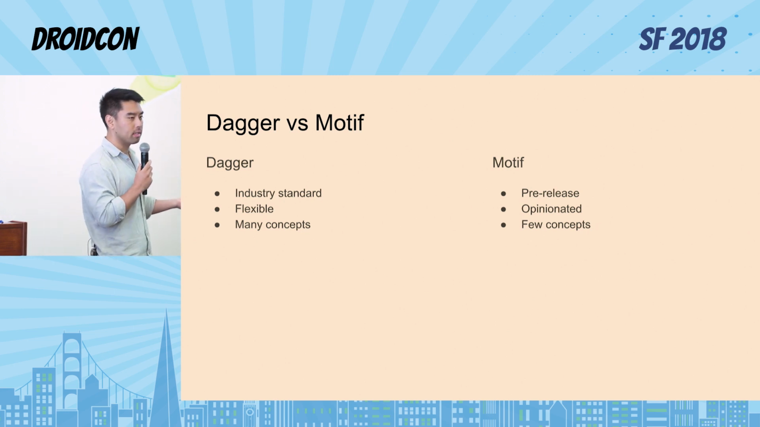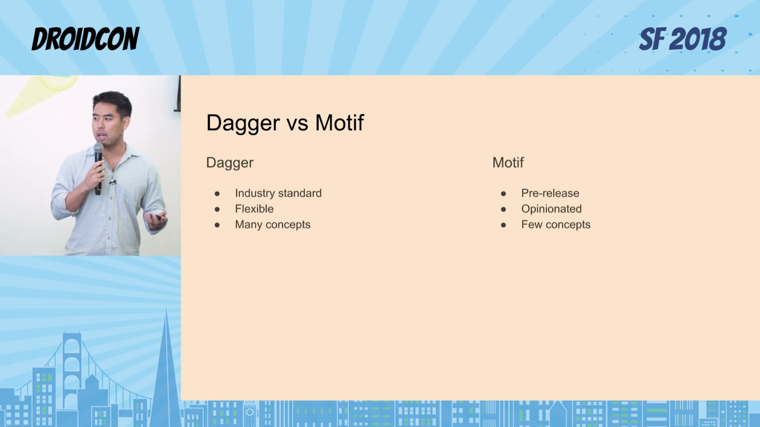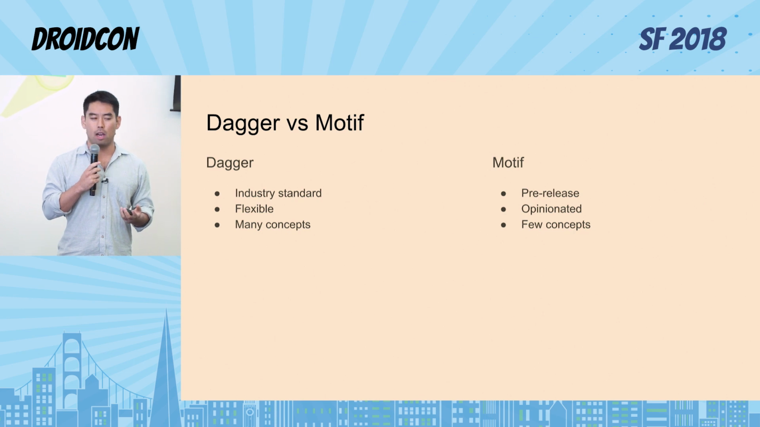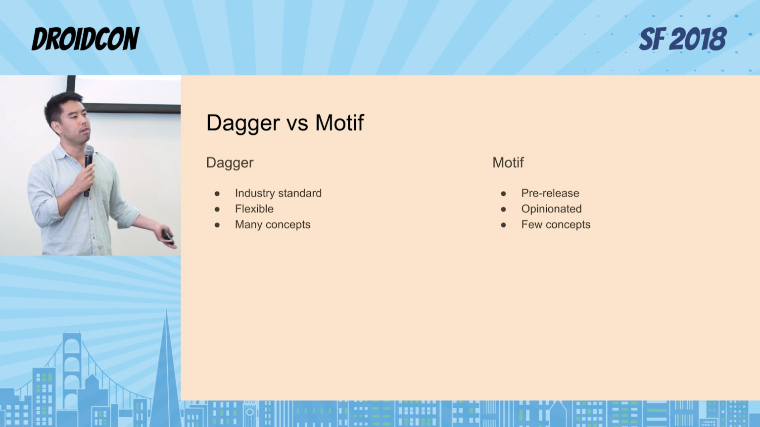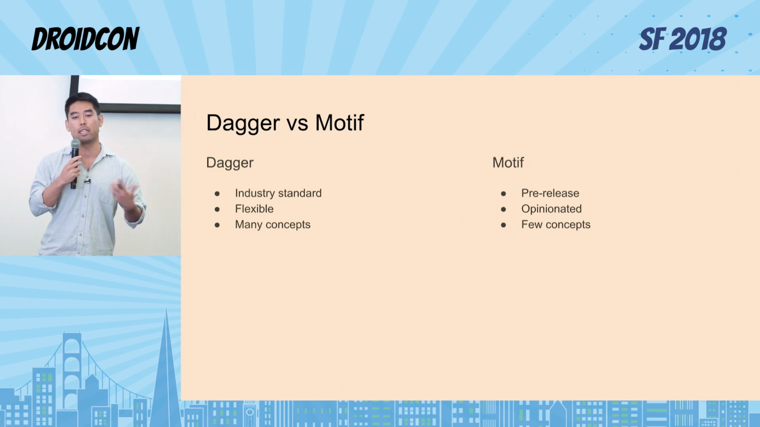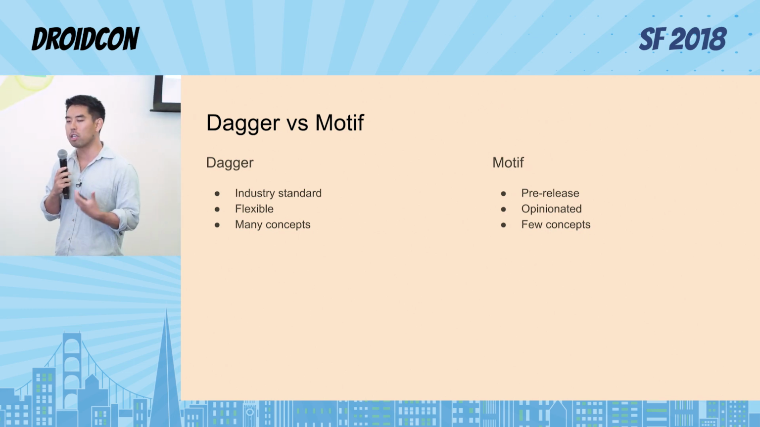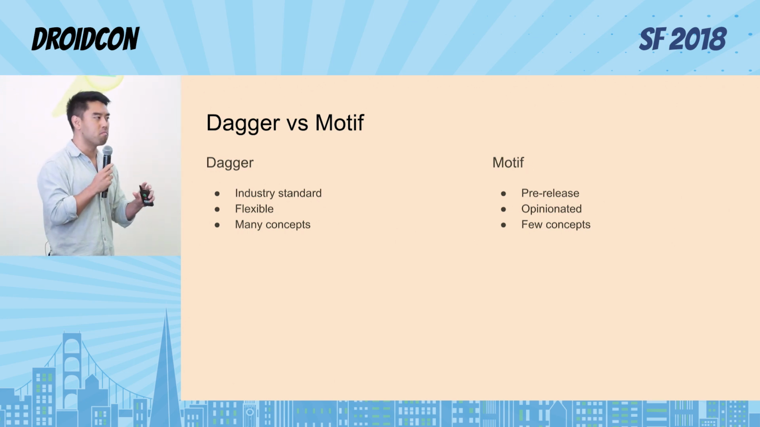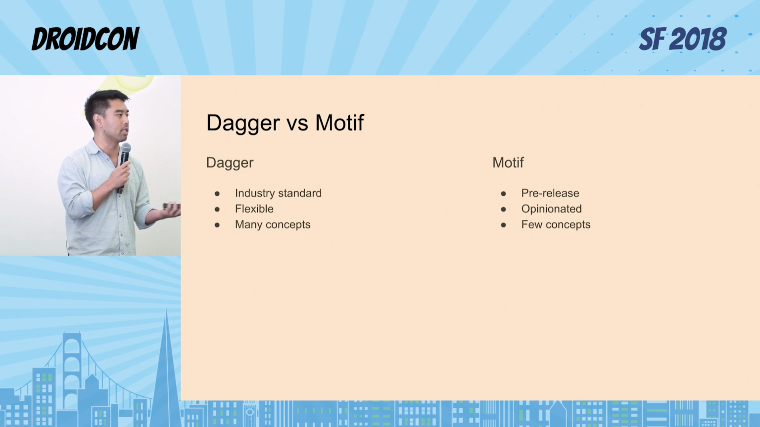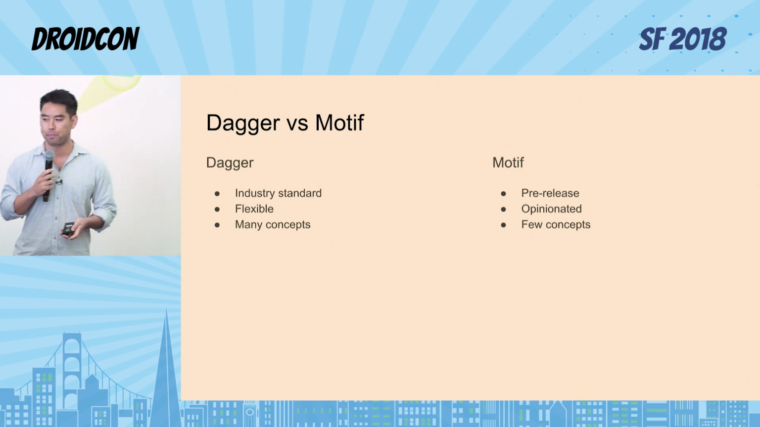Motif is pre-release. We open sourced it a few months ago, I think now. We are using it in production at Uber. We've converted about 100 of our Dagger components to use Motif, and we haven't seen any problems in production. So we're pretty confident in the robustness and the correctness of Motif, but the API might change slightly because it is still a pre-release library.